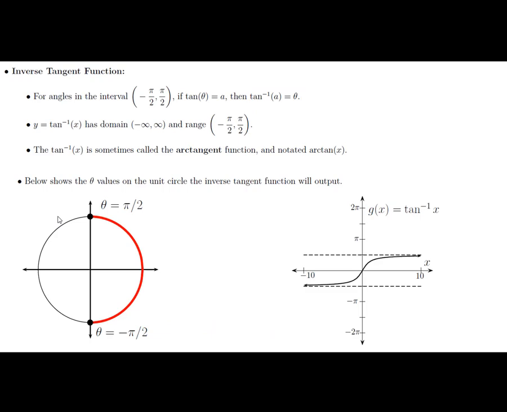All right, so notice that the picture for tangent here in terms of the unit circle is the same as the picture for sine. So it also has a restriction of negative pi over 2 to pi over 2. So when you're trying to keep track of all this, just remember that the cosine's the odd one out. It's the upper half of the unit circle. Those are the angles that it spits out. But both sine and tangent spit out the right half of the unit circle in terms of angles.